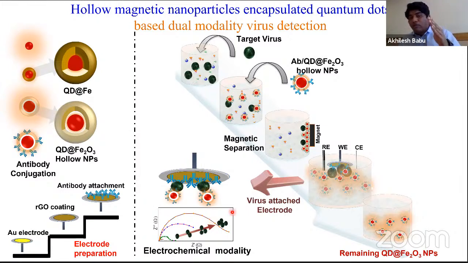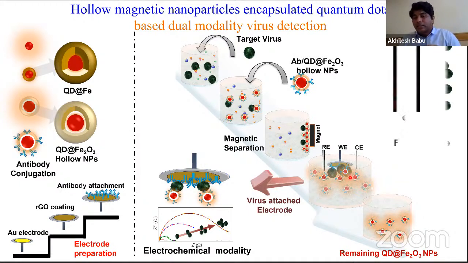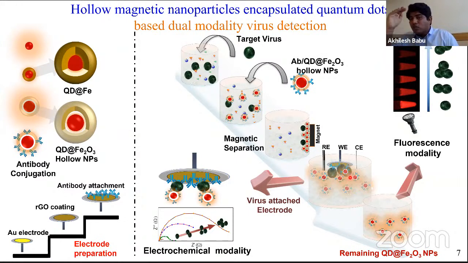At the same time, when the electrode is removed, along with the virus, the conjugated quantum dots have also been separated. That means the concentration of the quantum dots in this solution is continuously decreasing along with the virus. The higher the virus concentration, the more quantum dots will be attached and separated. So using the same solution, we could further use the fluorescence modality. We could obtain both the electrochemical signal as well as the fluorescence signal using the single methodology developed.